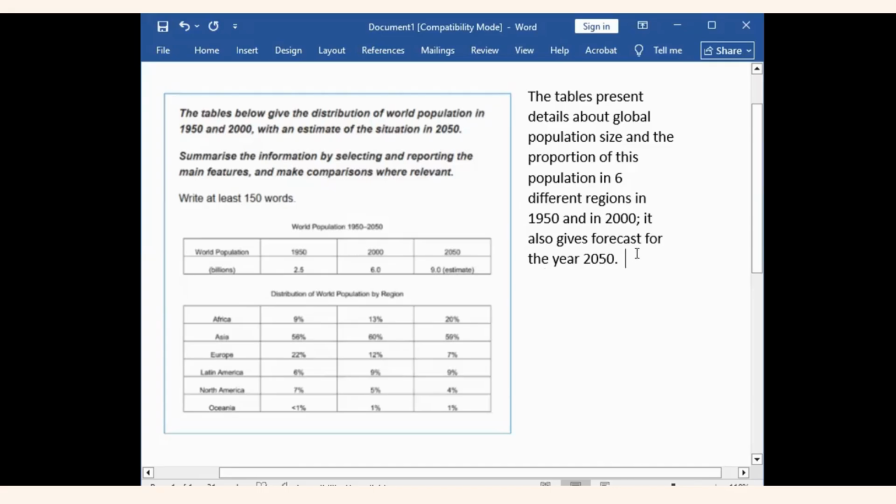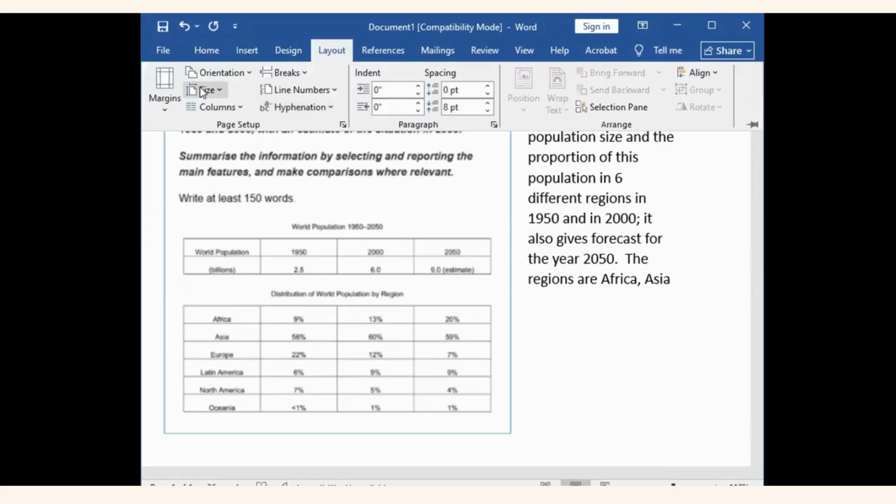So my next sentence is a sentence that would mention the categories, okay? The regions: Africa. So Africa is a proper noun, so I'll write capital A. Africa, Asia. Let me adjust my screen.